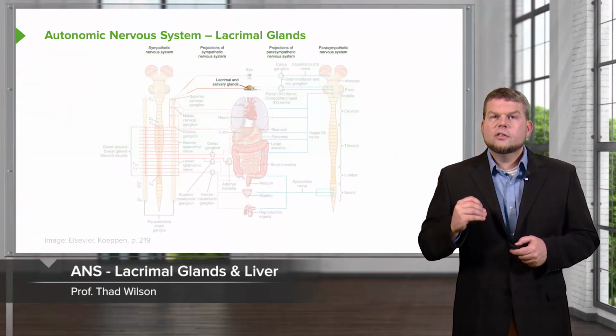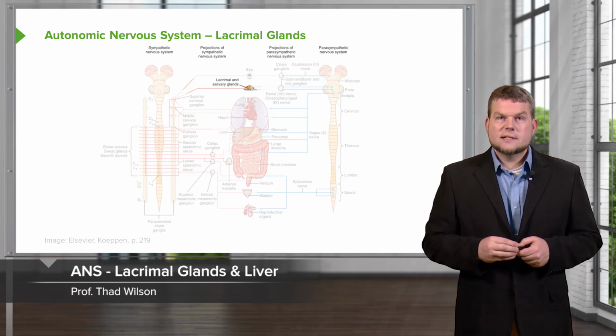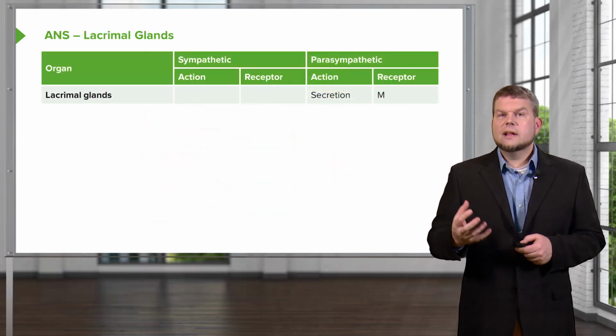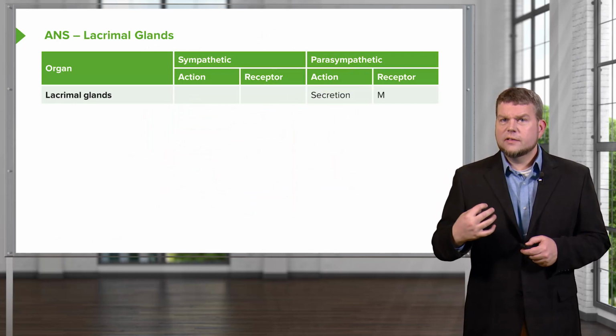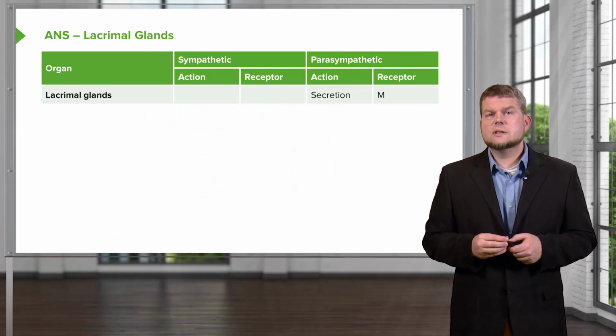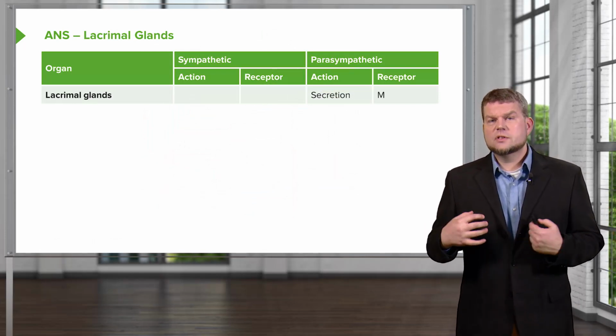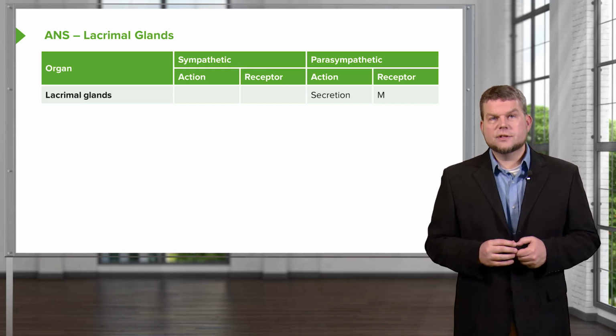Let's now move on to tear glands. So lacrimal glands are innervated by the parasympathetic nervous system, and muscarinic receptors increase their secretions.